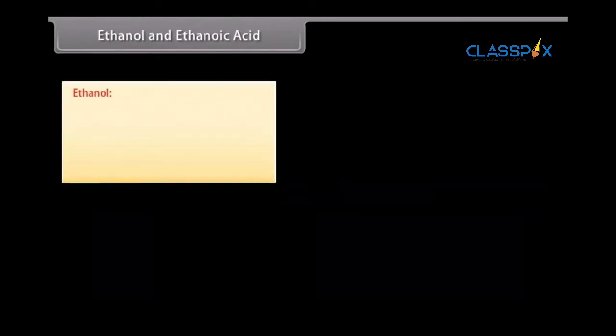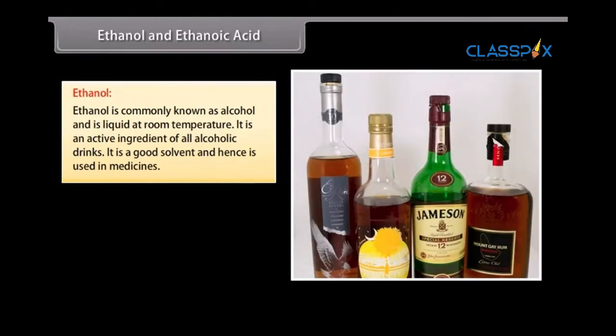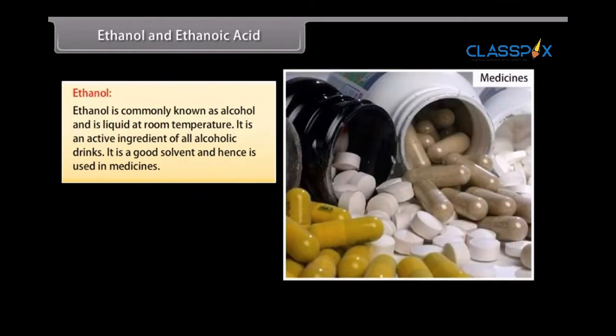Ethanol and ethanoic acid. Ethanol. Ethanol is commonly known as alcohol and is liquid at room temperature. It is an active ingredient of all alcoholic drinks. It is a good solvent and hence is used in medicines. Consuming small quantities of dilute ethanol leads to drunkenness, but intake of a small quantity of pure ethanol can lead to death.